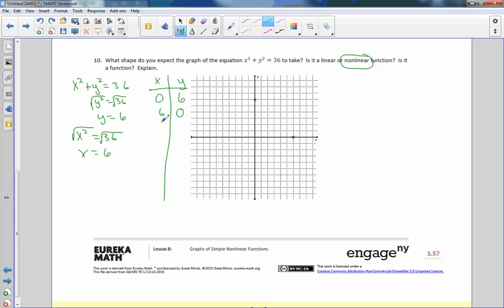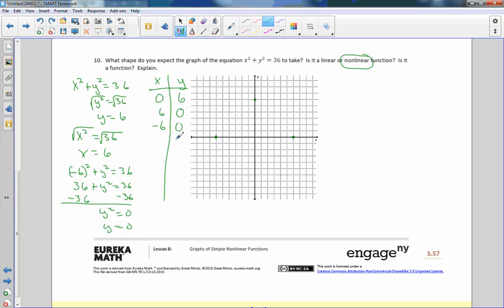But now I am going to plot negative 6 for x. So that would be negative 6 squared plus y squared equals 36. Negative 6 squared is a positive 36 plus y squared equals 36. Subtract 36 from both sides, and I get y squared equals 0. Well, if y squared equals 0, then y is 0, because 0 times 0 is 0. So I get the point negative 6, 0, which is right here. So it looks like it's curving around like this, but I'm not done.